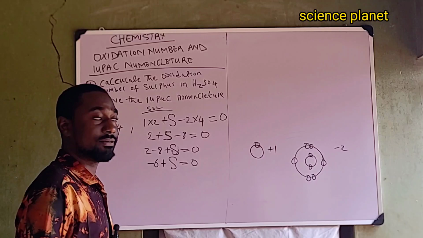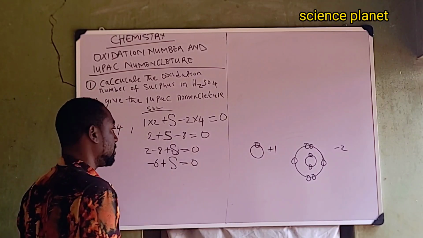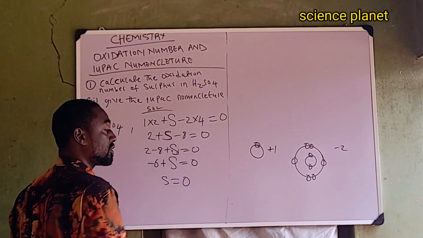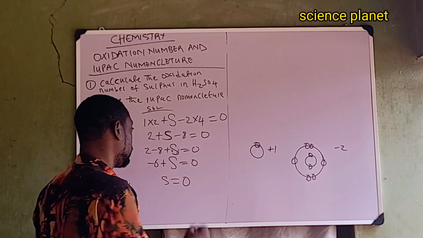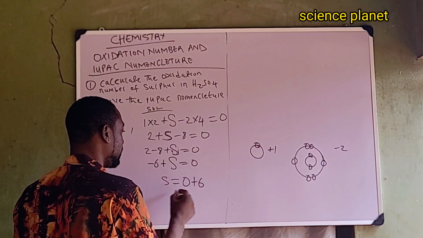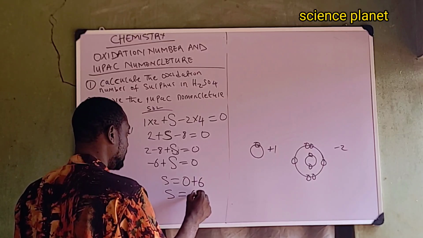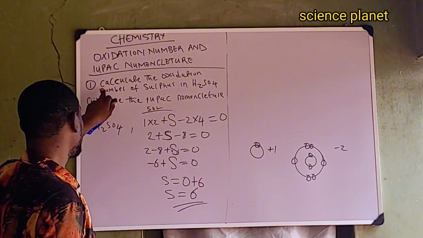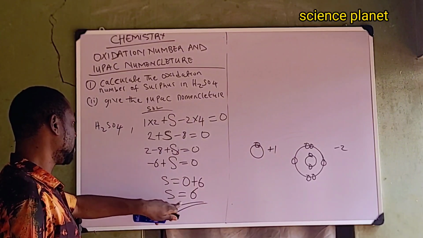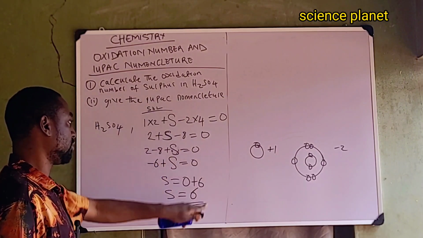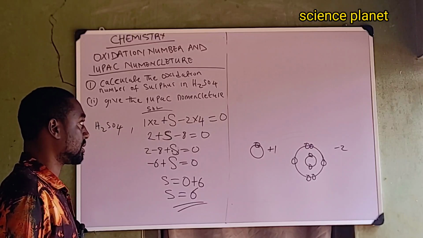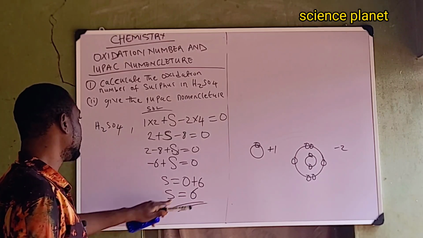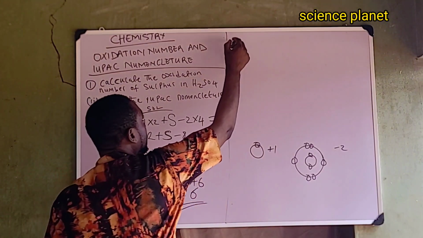Numbers cannot be added to alphabet. So collect like terms. It means this 0. So cross over, S equals 0. When minus is crossing over the equal to side, it turns to plus. So plus 6. 0 plus 6, S equals 6. Our S is equal to 6. So we have answered question number 1. The oxidation number of sulfur in H2SO4 is plus 6. Now, to answer the II, they said give the IUPAC nomenclature.